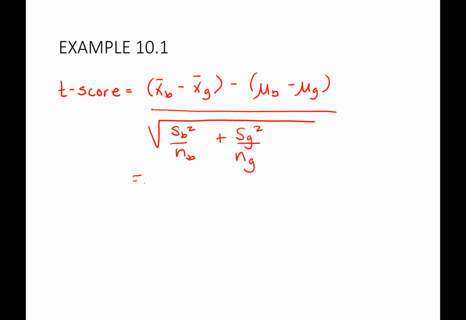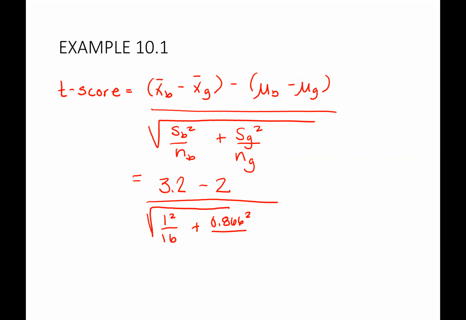So what did we have for the mean for boys? Was that 3.2, minus the mean for girls, which was what, 2? Divided by the standard deviation for the boys was 1, divided by, we had what, 16 in the sample. The standard deviation for the girls was 0.866, divided by, the sample size was 9.